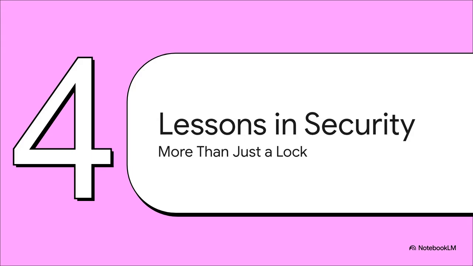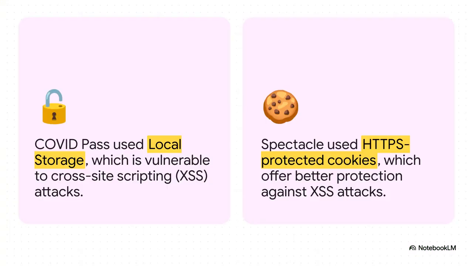This whole investigation is just a masterclass in digital security. It teaches us some really powerful lessons that go way beyond just this one app. It shows that real security, well, it's about a lot more than just having a strong lock. So the real vulnerability here was where the token was stored. The COVID Pass app used local storage, which is super vulnerable to a common attack called cross-site scripting, or XSS.